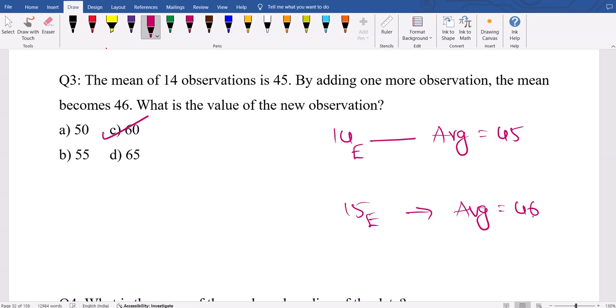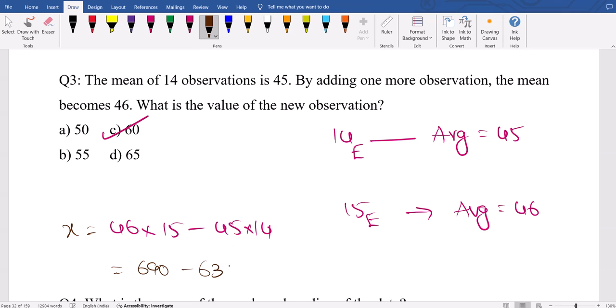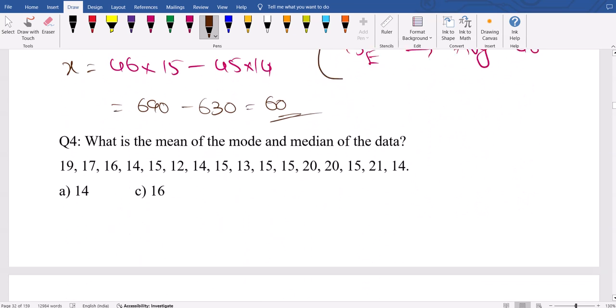Now one is added. What is that? It is nothing but 46 into 15 minus 45 into 14. From the new total, remove the previous total, and the new observation added will be obtained. Here 600 plus 90, 690. 560 plus 70, we got 630. The difference is 60. This is a basic average related question only.